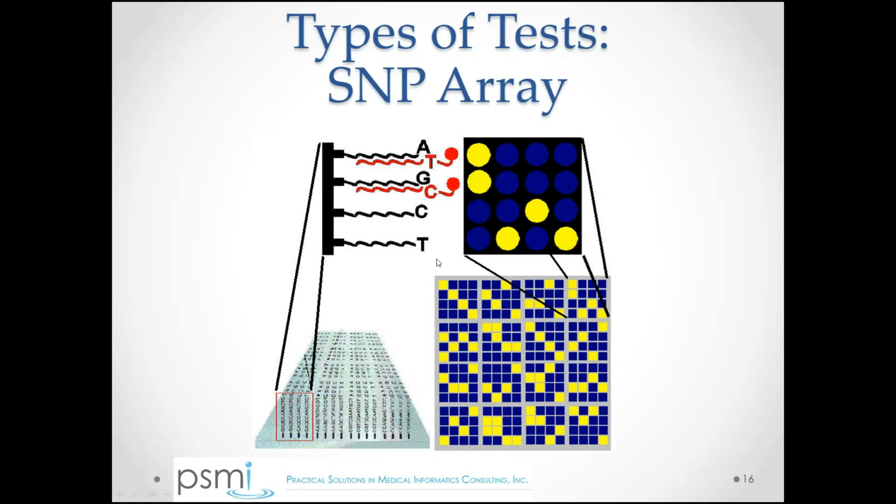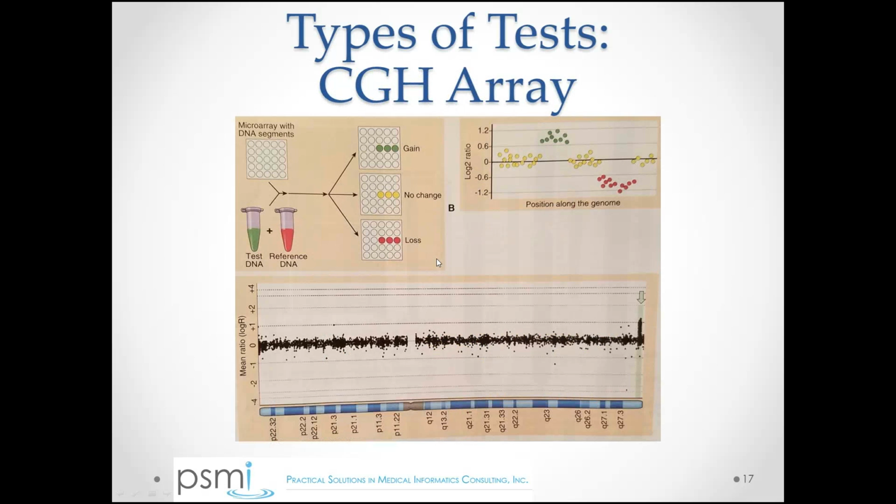So that would be a SNP array. And these other arrays, the comparative genome hybridization arrays, these are the larger probes. And what's happening here is, so here you have the microarray, and you have the large probes put in there. And you put in the patient's DNA, but you also put in reference DNA.